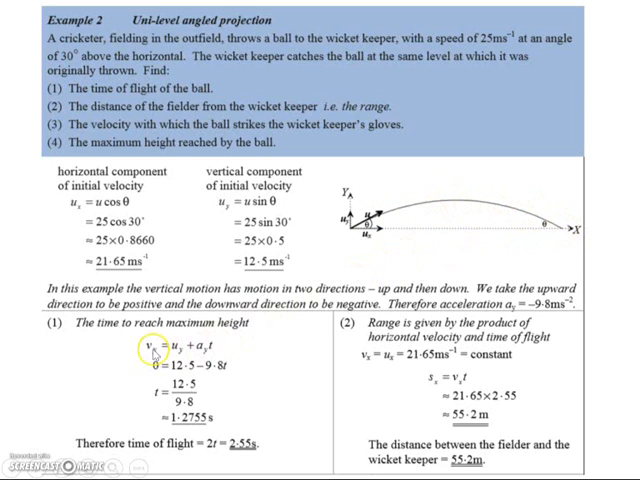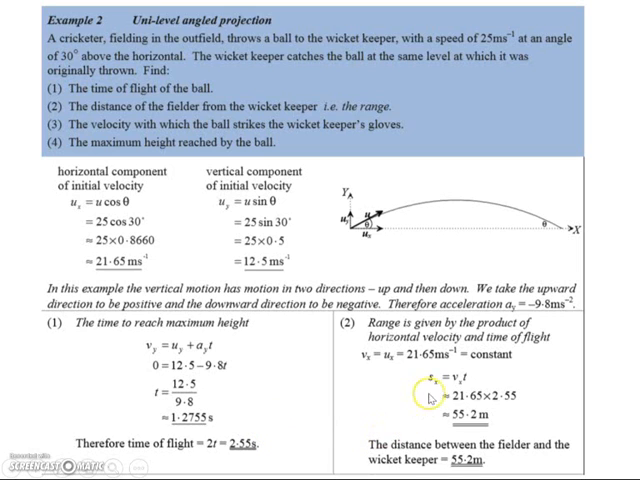So here we use the equation v equals u plus at, but this time all in the y direction, and we put in our 12.5 and our gravity, and we can rearrange that to get time, which we get as 1.2755 seconds. So therefore the whole time, because that's only to get halfway, is going to be 2.55 seconds.